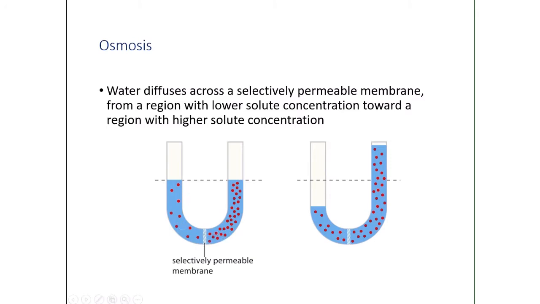Okay, so just to refresh your memory, a solution is going to be made up of two things, right? There is going to be the solvent, in this case water, and then there's going to be the solute. The solute would be the red dots in this case. So the solvent is H2O, which is shown in blue, and then we have the solute, which is the dots. Okay, so on the right side here we have a high concentration of the red dots, and on the left side we have a low concentration of red dots.